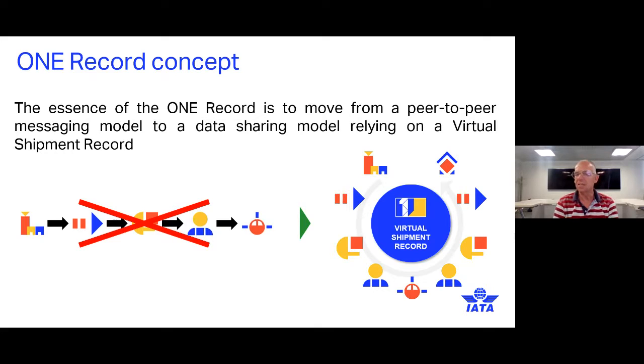So it means that even if parties don't share with each other, they can still see the data that any other party has provided. So this is a huge improvement, and that's really how most businesses operate these days. So it's really just a way of moving forward.